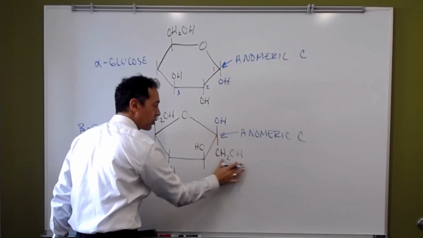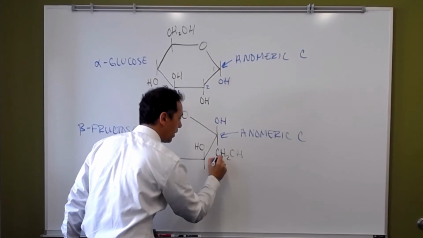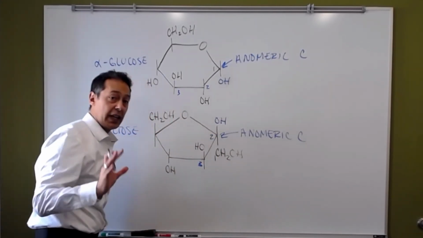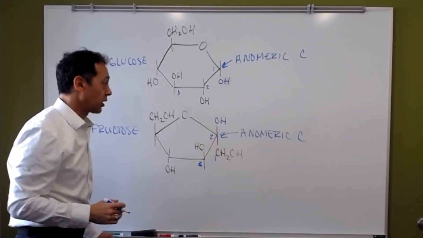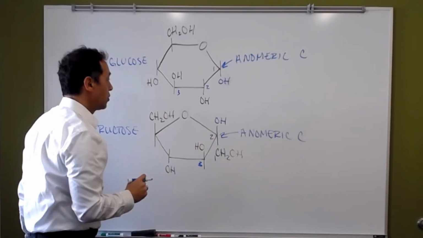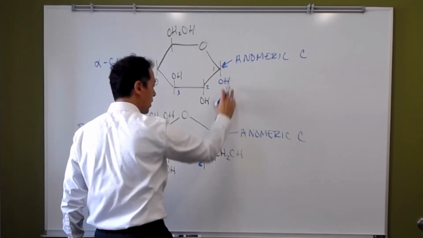Here we've got this group coming off here. So this right here is carbon number 1, then 2, then 3. And that's important when we think about the glycosidic linkage that's going to happen. We're going to join these two together. And when we join these two together, we're going to remove water right here.